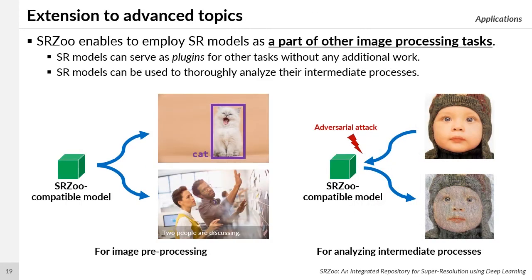Second, SRZoo enables employing SR models as a part of other image processing tasks. For example, SR can be used as a pre-processing tool to enhance the performance of other image-related tasks like object detection and image captioning. Also, the provided SR models can be used to thoroughly analyze their intermediate processes by computing the features and gradients.